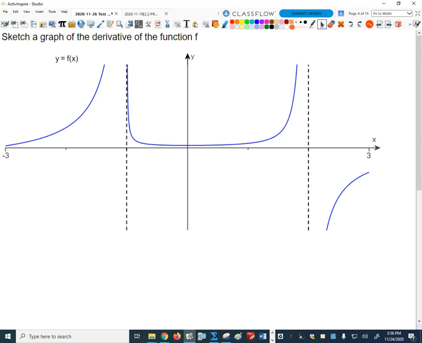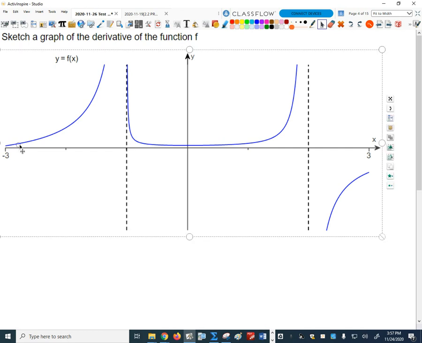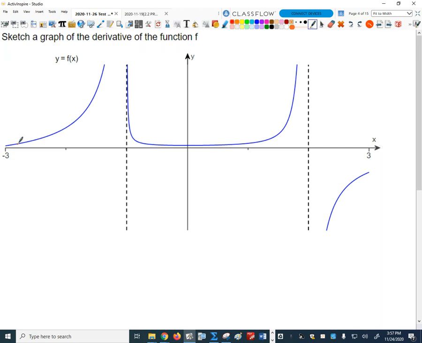Sketch graph of the derivative of the function. Okay, I'm just going to do it right on top of the blue function here, f of x. So we know, remember, that the derivative, the slope of the function, is equal to the value of the derivative. So down here, a way to represent this would be just to do tiny little tangents. So we got small positive slopes, increasingly positive slopes, moving towards big positive slopes.